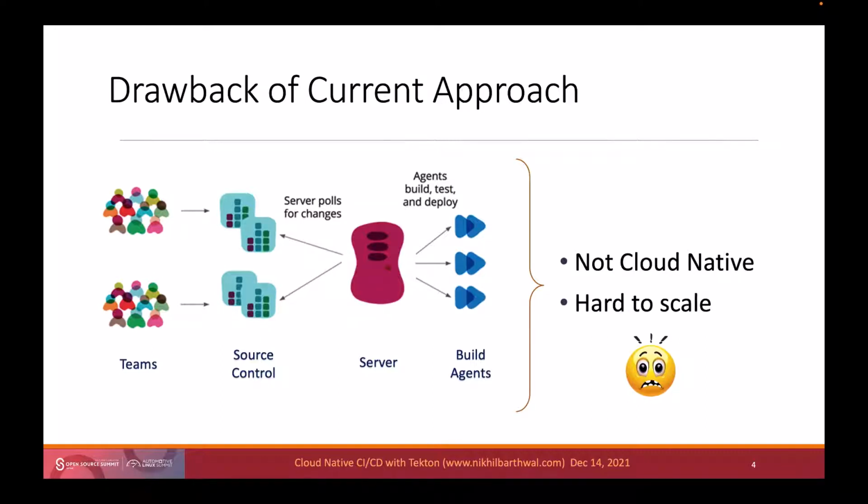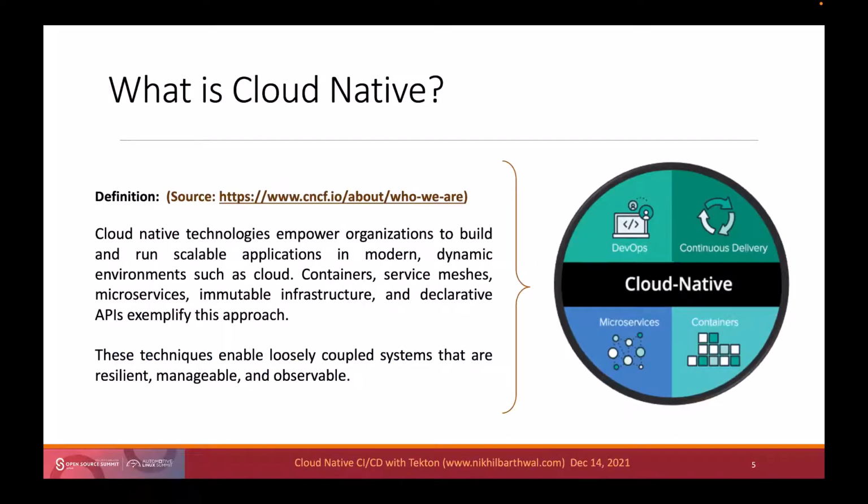But nevertheless, the two main drawbacks of this approach is it's not cloud native and it's hard to scale. Now, we have talked about being cloud native and we've used this term a lot. So let's actually define what is it? What do we mean when we say it's not cloud native?